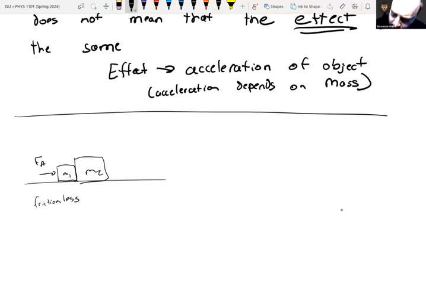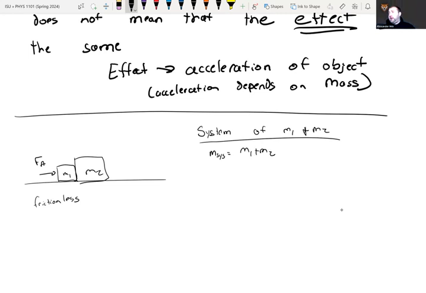That is creating a system of M1 and M2. In this case, you would say the mass of the system is equal to M1 plus M2, and then you can treat M1 and M2 like a single object. If two objects are stuck together like they are in this case, this is particularly easy to do. It can be done if the two objects are not stuck together, but that's something we'll get into more when we cover momentum.